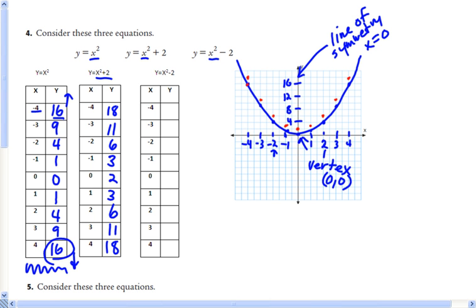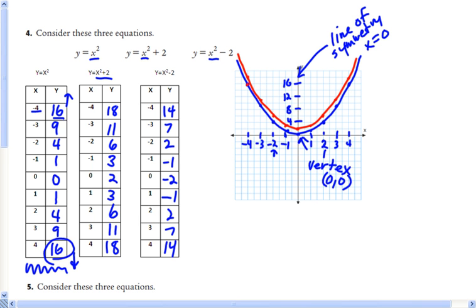And that's going to help me make this graph of y equals x squared plus 2. Okay? Now, thinking about that, the next equation, we are going to do y equals x squared minus 2. That's just going to be 2 lower than my original equation, which is going to give me 14, 7, 2, negative 1, negative 2, and then we duplicate those numbers.